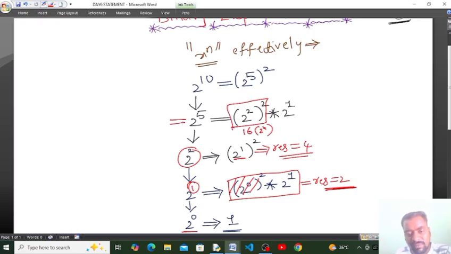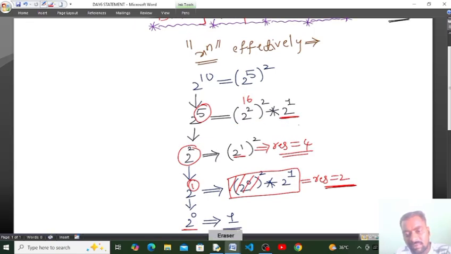But we want 2 power of 5 value, right? It means that as the power is odd, then multiply 2 with this result. So the overall answer will be, this is already 16, which we got from 2 power of 2 by squaring it, and times 2. So my result will be 32. So this 32 denotes the value of 2 power of 5.